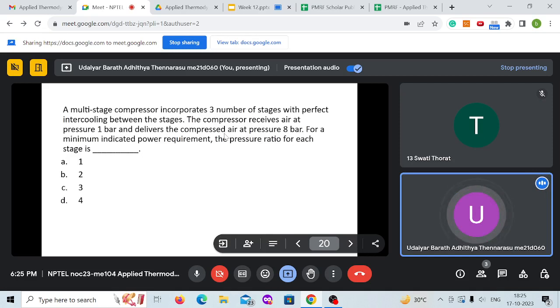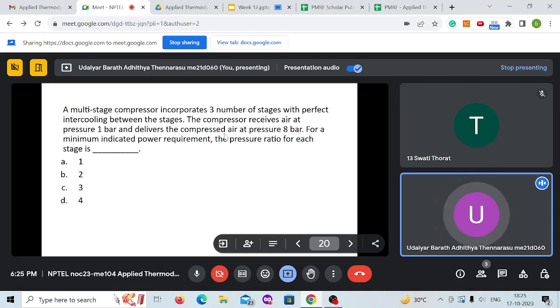Next question: a multi-stage compression incorporates 3 stages with perfect intercooling between the stages. The compressor receives air at pressure 1 bar and delivers the compressed air at pressure 8 bar. For a minimum indicated power requirement, the pressure ratio for each stage is dash. So previously we saw 2 stages.